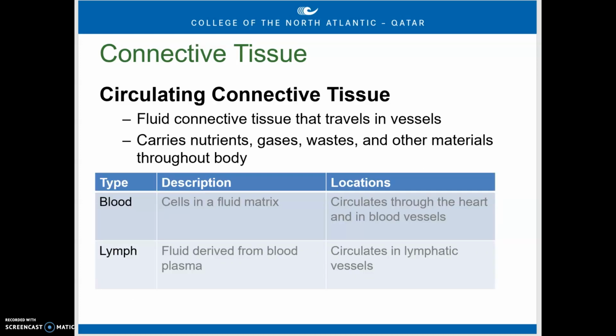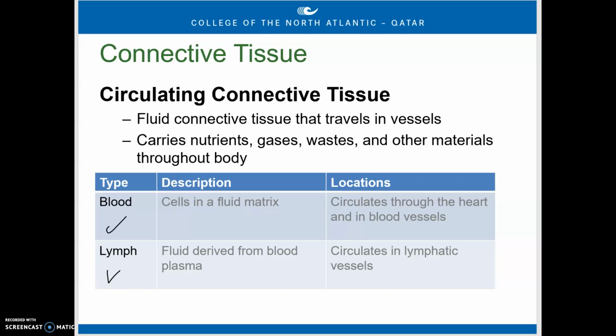Okay, so let's first talk about the circulating connective tissue. Now, these are fluids, and these fluids will travel through vessels throughout the body. They can carry nutrients, gases, and waste. They can also have a really vital role in our immune system. So there are a lot of different functions, but keep in mind, since it's a connective tissue, it's going to have the cells, the living part, and it's going to have the matrix, which is the non-living part.